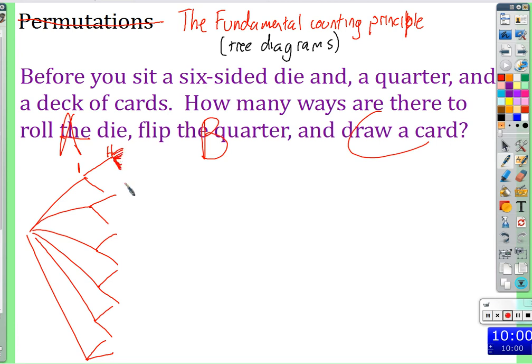This looks like a paintbrush, so many branches. There are 52 ways coming off of every one of these. So we take our 2, that's event A, and our 6, event B, and our 52, event C. That's 624 ways. This will be very useful when you start talking about probabilities. Probability is all about how many ways this can happen and how many ways that can happen, and comparing them.